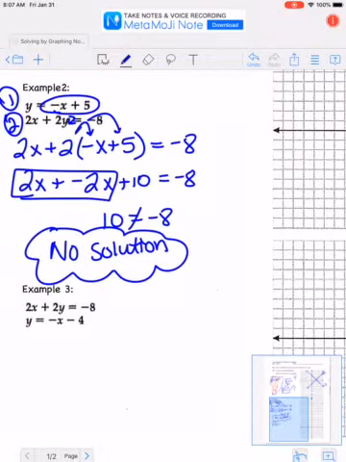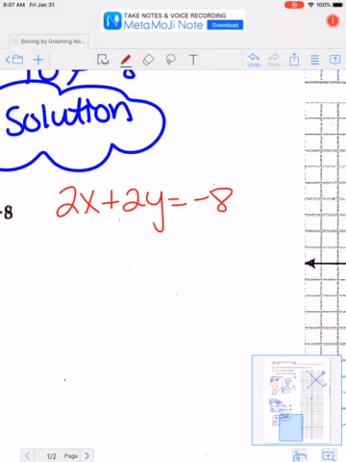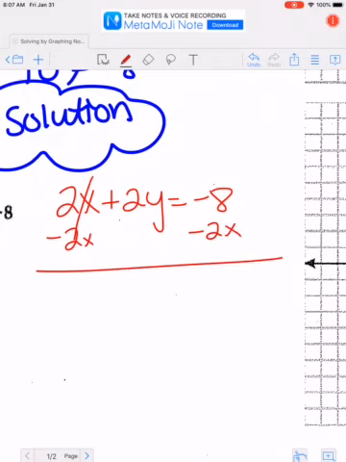This is where it gets a little tricky. As you notice, for our second line, it is not in y-intercept form, or slope-intercept form. So we have 2x plus 2y is equal to negative 8. We need to get this into slope-intercept form, which is, remember, y equals mx plus b. So I'm going to subtract 2x from both sides. And I get 2y is equal to negative 2x minus 8.